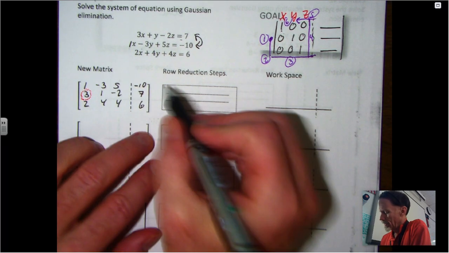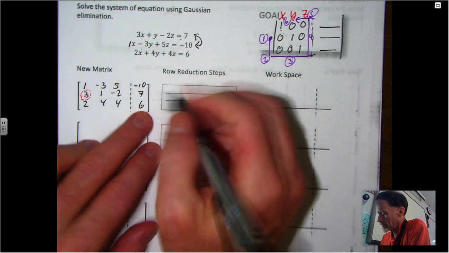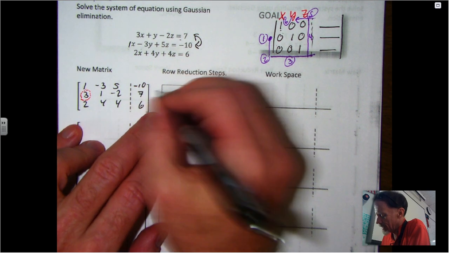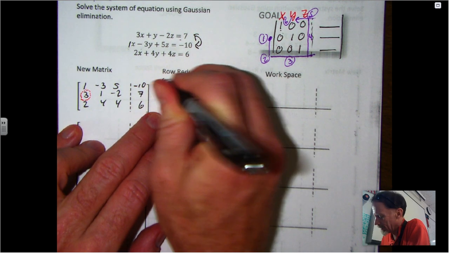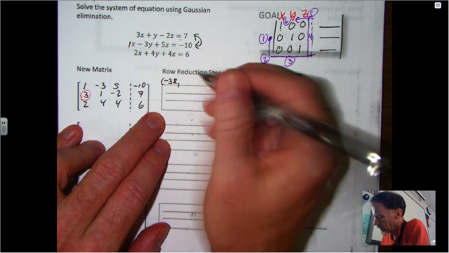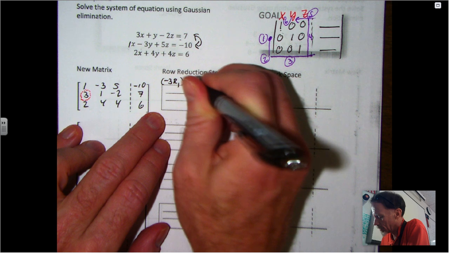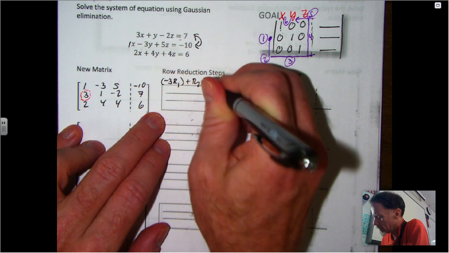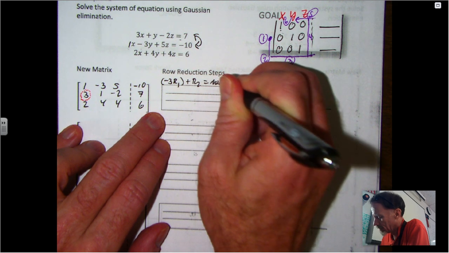Remember, our notation is exactly the same. So I'm going to do -3R1. We're going to combine that with R2, and that's going to be my new row 2.